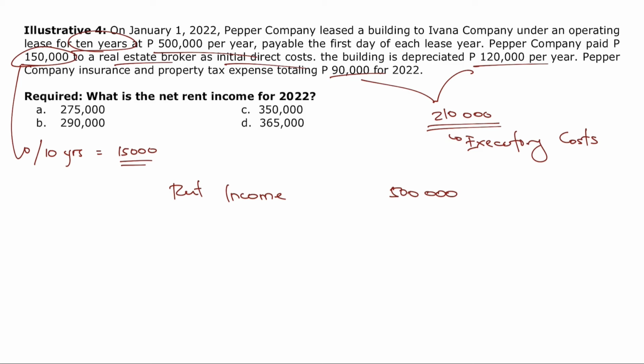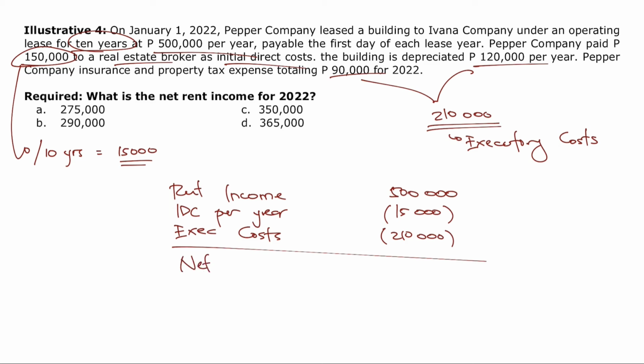I-less natin dito yung what? I-less natin dito yung initial direct cost per year na kailangan nating i-expense which is equal to 15,000 pesos. Then, i-less din natin yung mga executory cost. So, this will be equal to 210,000 and apparently, the net rent income will be how much? The net rent income now will be equal to 500,000 minus 15,000, then minus 210,000, or this will be equal to 275,000. So, alpha will now be our final answer here in illustrative problem number 4.